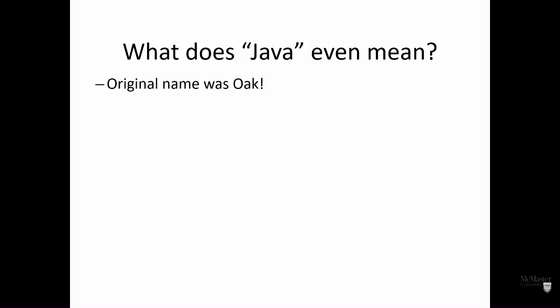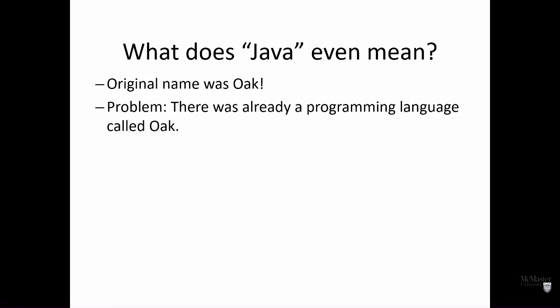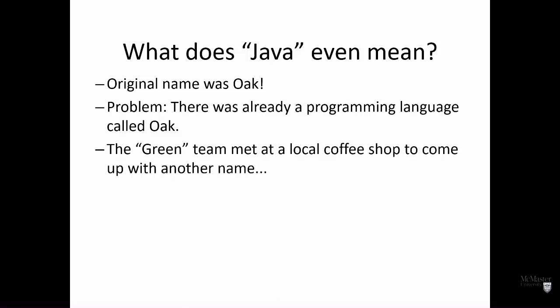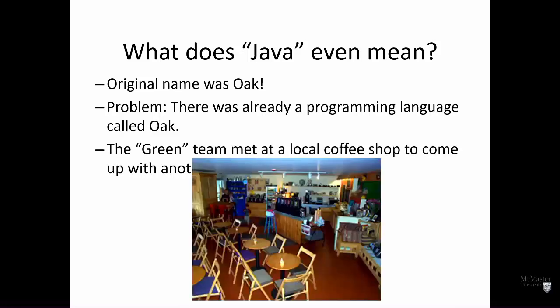Originally they actually called it Oak, but there was already a programming language with the same name. They had to come up with a different name. They were meeting in a local coffee shop nearby the company to come up with the finals of the project. And they said, let's just call it Java for this reason. And this is the symbol of Java, a coffee thing. Okay? This is a fun part of why it's called Java.